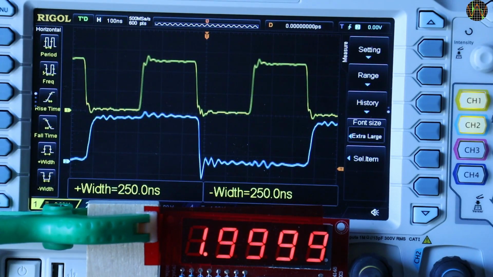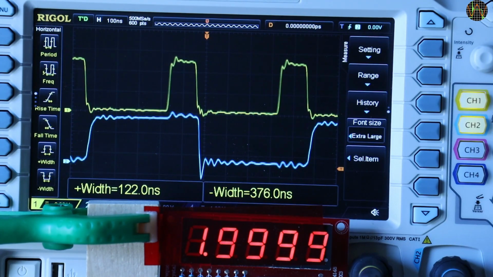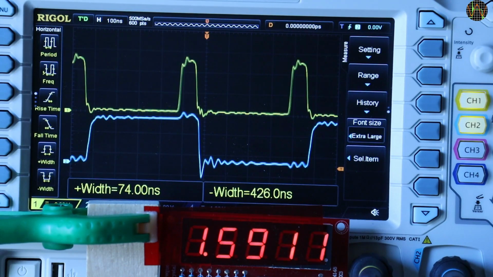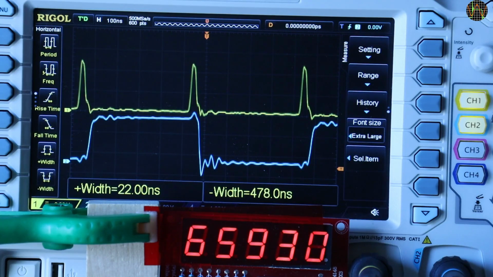Back to 50% and going the other direction. 35% still working with a high pulse width approaching the minimum. 15% and the counter can no longer detect the signal properly. And of course the same at 5%.